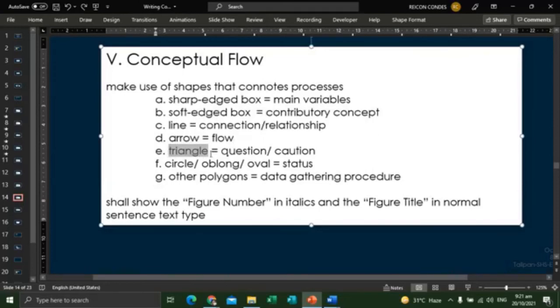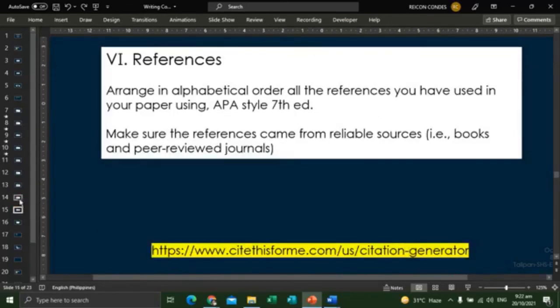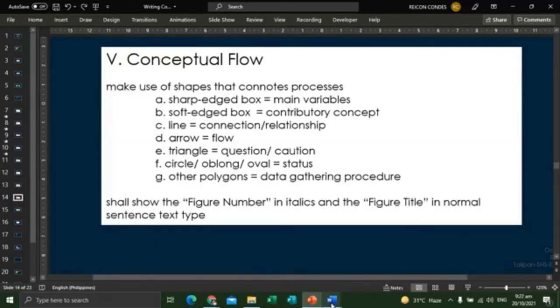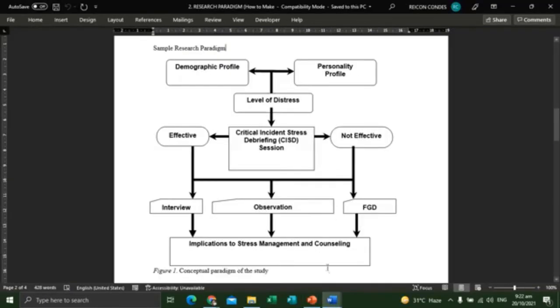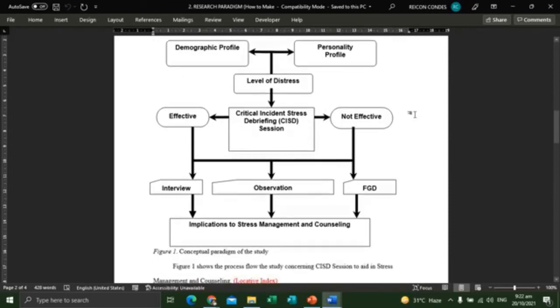And then, triangle is a question or caution, and then circle oblong is status, and then other polygons, data gathering procedure. Shall show the figure number in italics and figure title in normal sentence case. Okay, example of a research paradigm or conceptual paradigm.